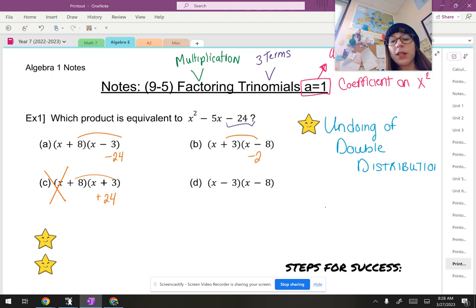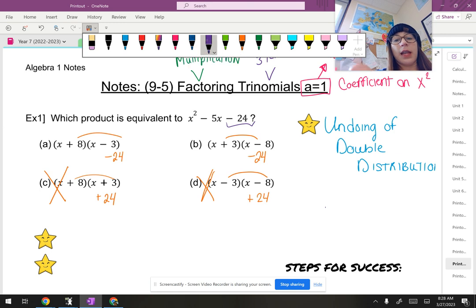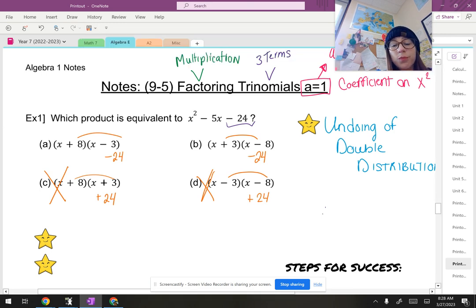B is also going to give me the negative 24, so I know that it could be B also. D is also problematic because the negative 3 times the negative 8 gives me a positive 24. So right away, I know that D and C cannot be my possible choices.